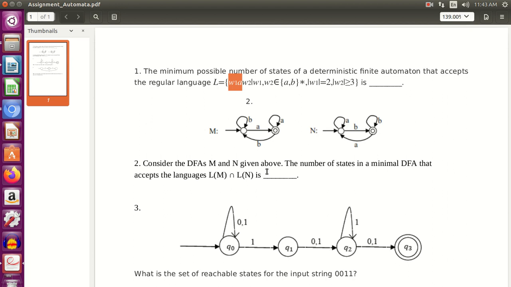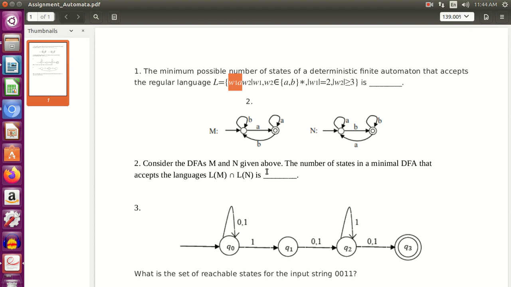Now on the contrary, if you go to N, what is the kind of language accepted by N? Ending with B. Okay. So think logically, there are two DFAs, one is ending with A, one is ending with B. If you try to intersect these two kinds of language, what are you going to get? Ma'am, nothing. Null. Nothing you are going to get.